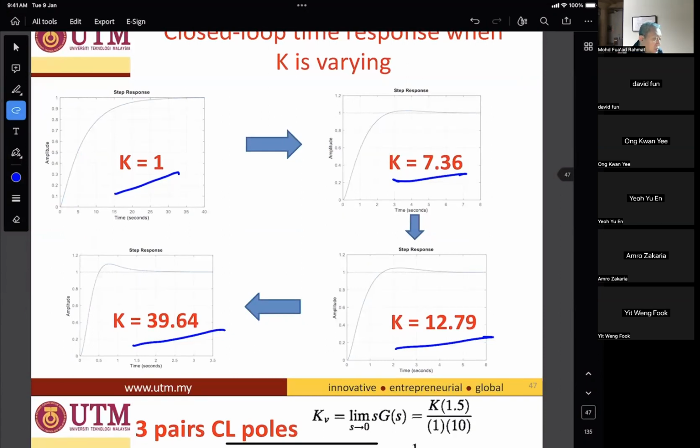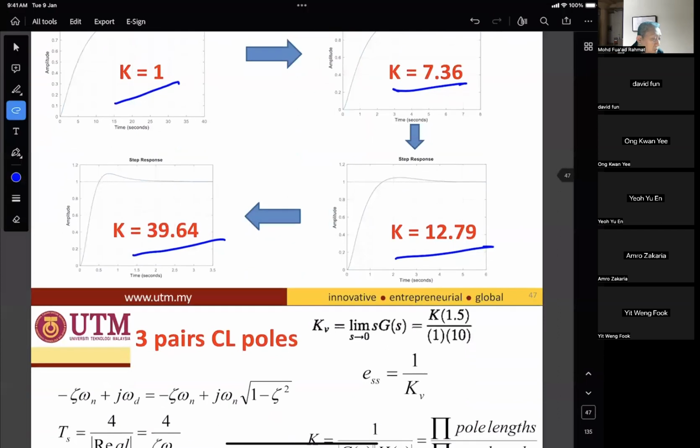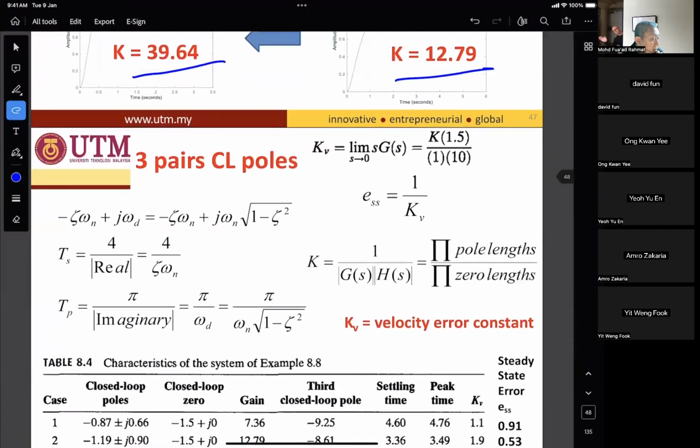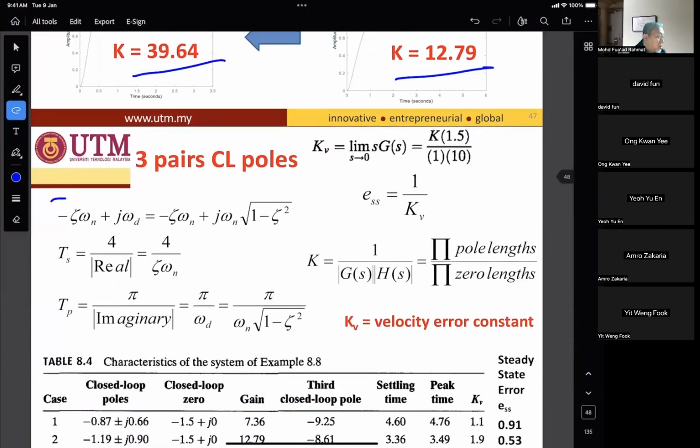So it becomes faster. And of course, we don't have any issue with the steady state error, because the steady state error is 0 from the beginning for the gain K, 7.36, 0, 12.79, 0, until 39.64. Steady state error is 0. So we don't have any issue with the steady state error.